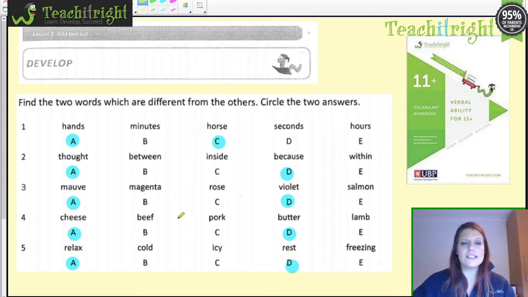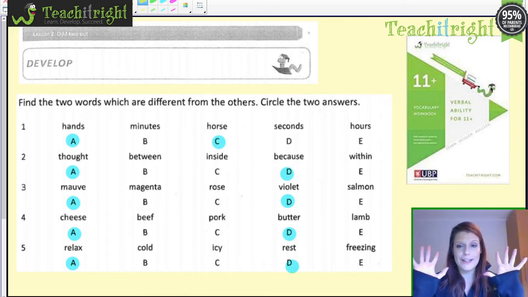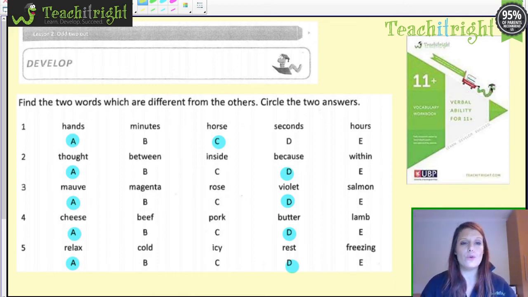Hands actually has several meanings because, of course, it could be hands. It could also be hands on a clock that are used to measure time. And horses are measured in hands. So hands can also be a unit of measurement. So it's linked to the other words a little, but minutes, seconds, and hours are all related to each other, excluding hands and horse. Number 2, between, because, and within are all prepositions. Because is a conjunction and thought is a noun.